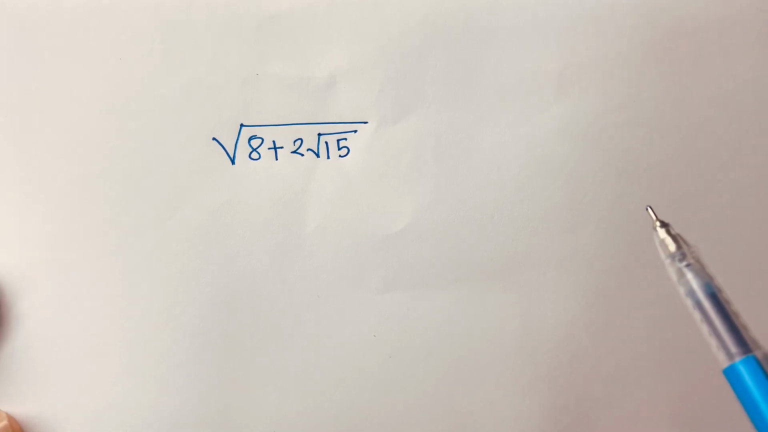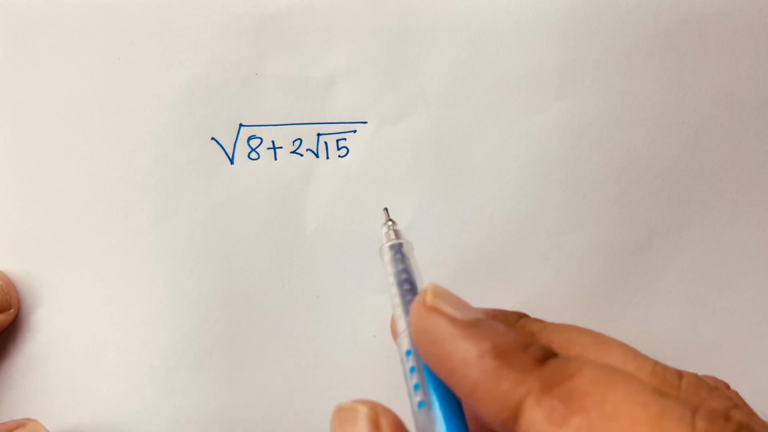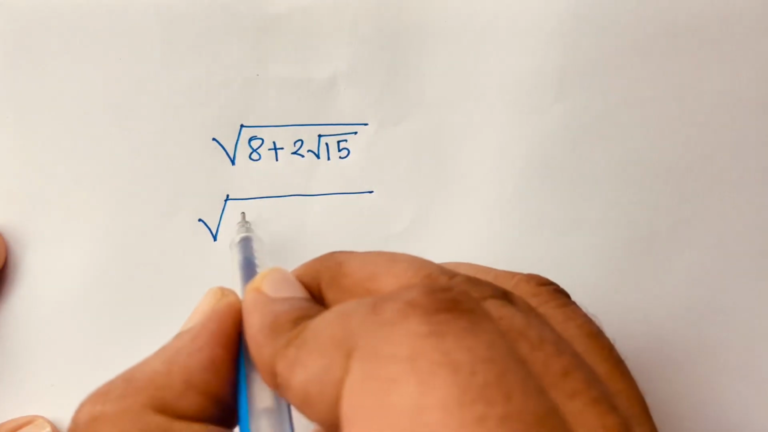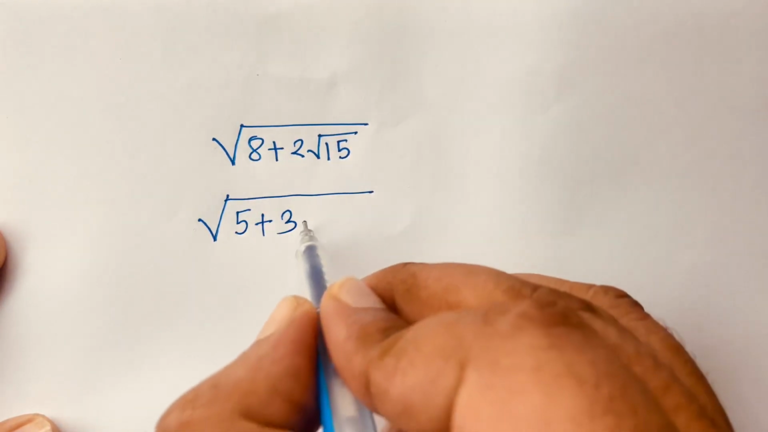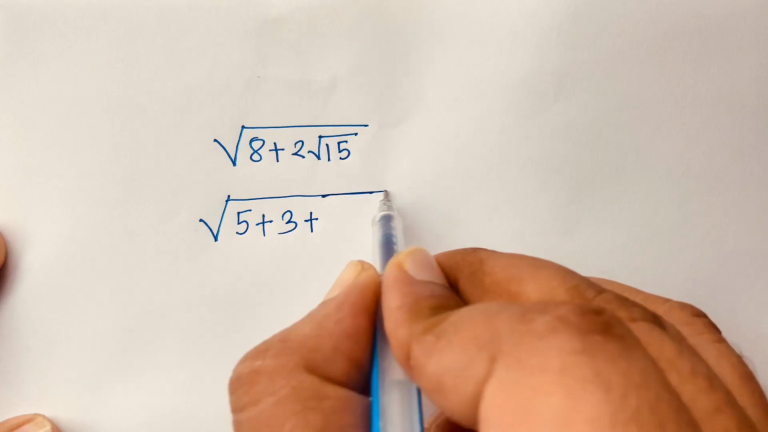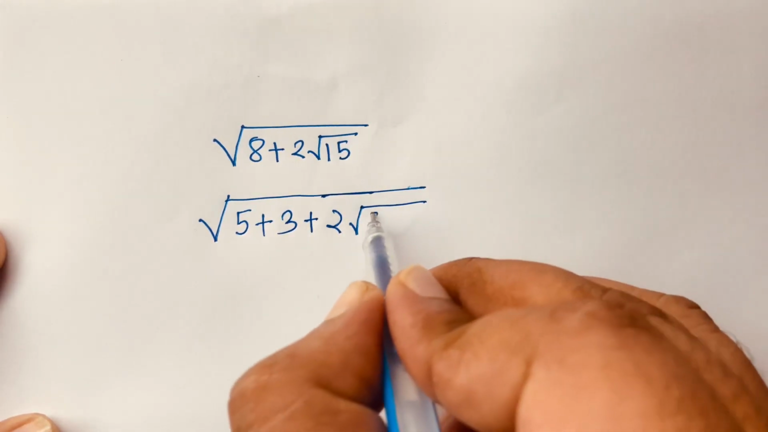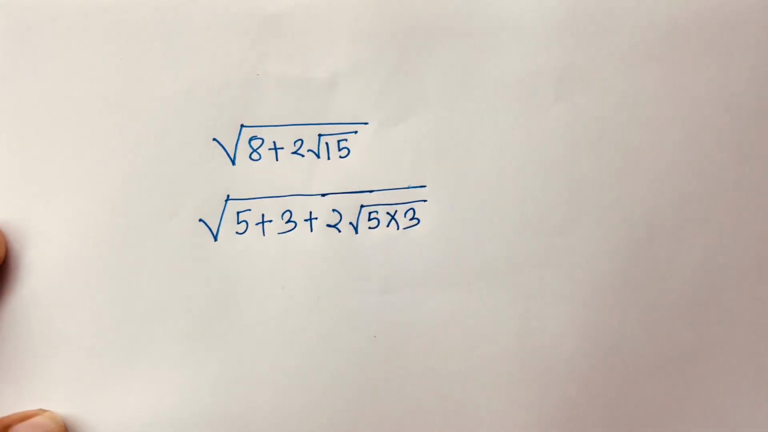To solve this math question: square root of 8 plus 2 square root 15. First of all, I can see 8 will be 5 plus 3. Look, 5 plus 3 is 8, plus 2 square root, and you know that 15 will be 5 times 3. 5 times 3 is 15.